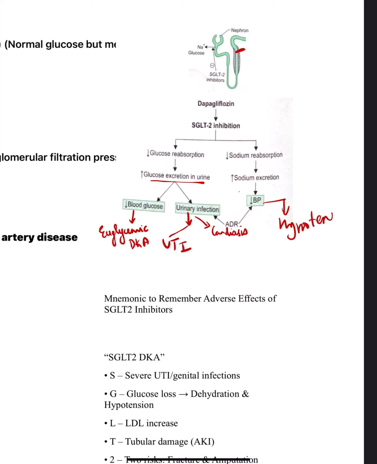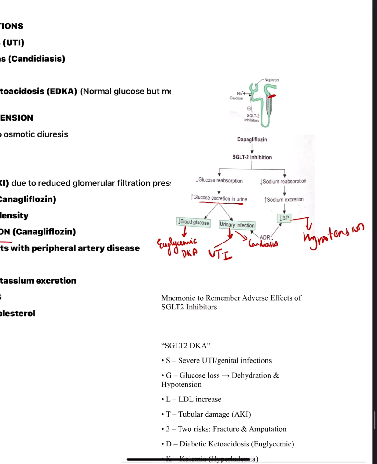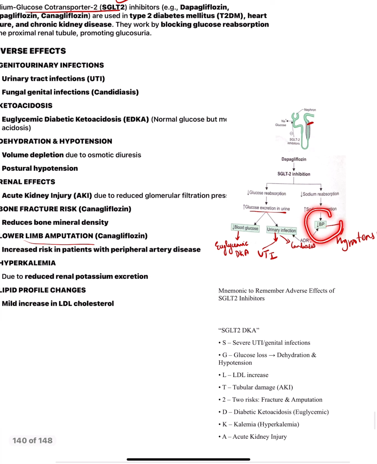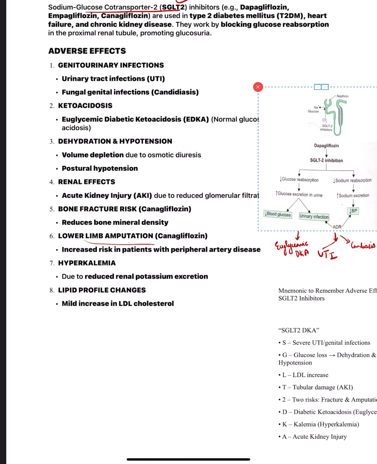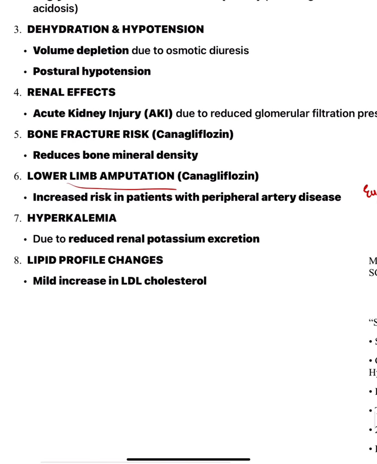So from here, these are the 4 side effects you can write, if you remember the mechanism. You can stick to this, or if you want further, genitourinary infection: UTI and candidiasis. Then ketoacidosis, euglycemic ketoacidosis. Then with respect to sodium, there's reduced BP, so dehydration and hypotension. Then renal effects, as this drug acts in the nephron, so there are chances of AKI. And then canagliflozin comes with 2 special things: bone fracture risk and lower limb amputation.